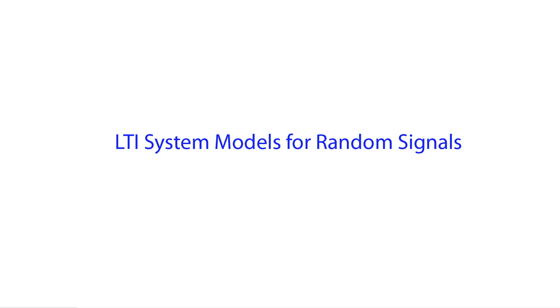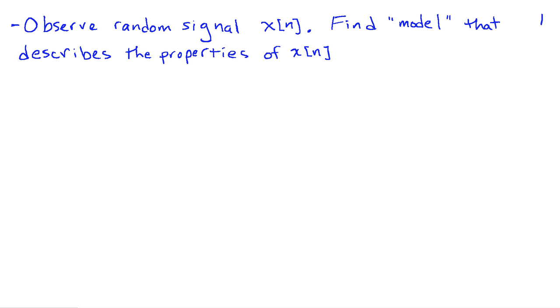One very useful way of working with random signals is to model them in terms of linear time invariant systems. So the idea is that we observe a random signal, say described by a time series x of n, and we want to find some model that describes the properties of this signal x of n. We're not saying that x of n was actually produced by the model, but rather that the model describes the properties of the signal.